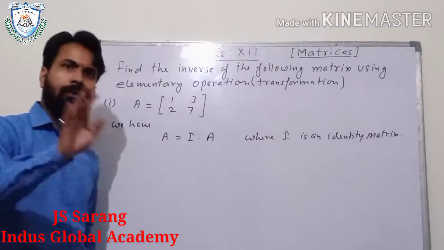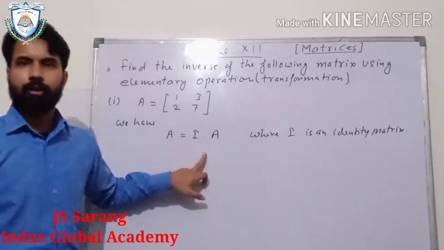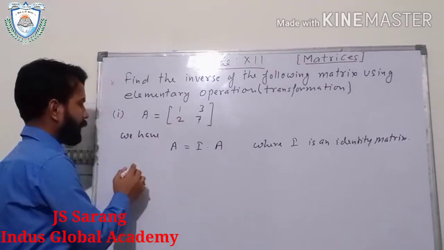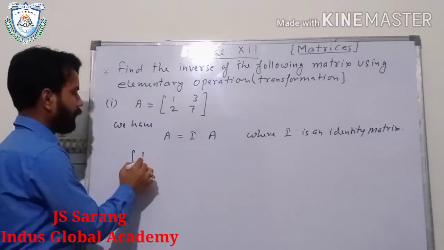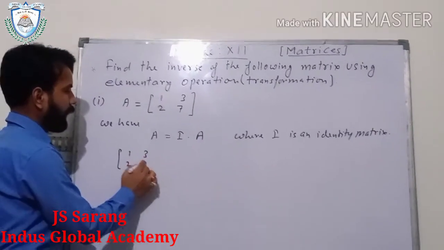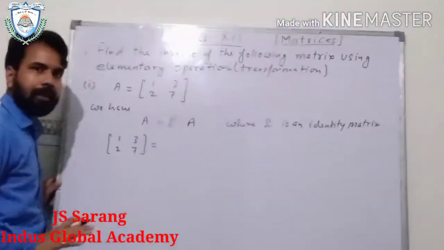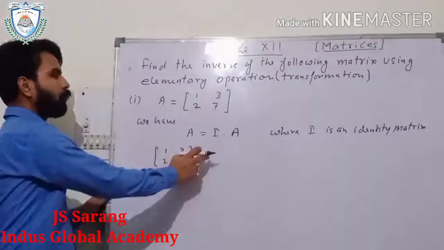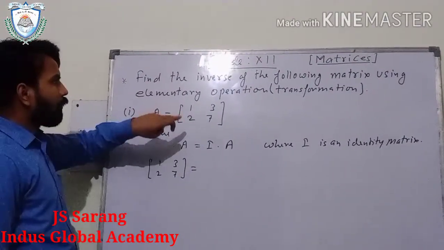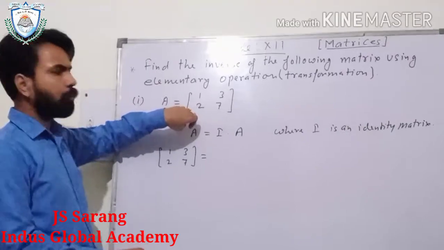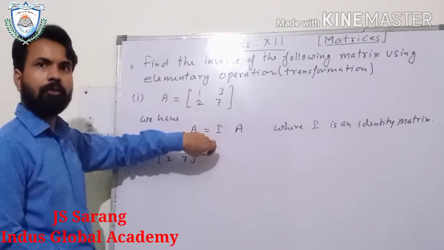Clear? In every sum, we will take this relation. Now see, what is A matrix? A matrix is this. So we have to write here A = I, where I is the identity matrix. The identity matrix we have to take here is of the same order as A.